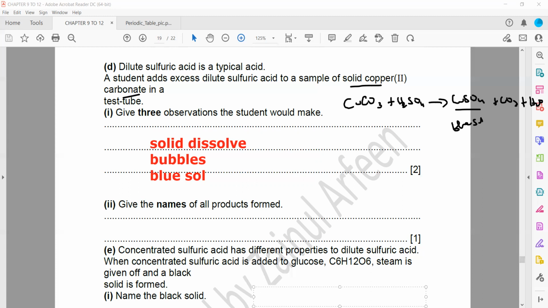It will give salt, water, and carbon dioxide. So copper sulfate, the salt, plus water, H2O, plus CO2, carbon dioxide. So name the three products. You have to write these three products: copper sulfate plus carbon dioxide plus water.